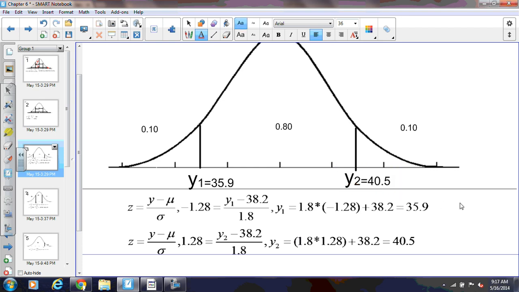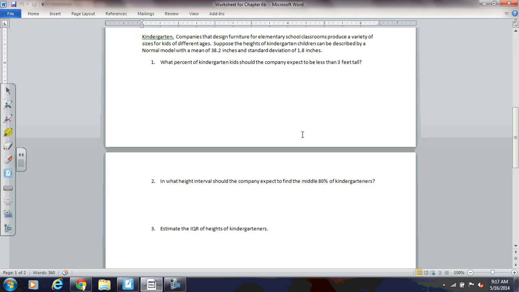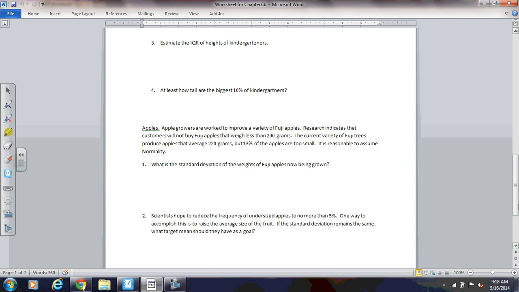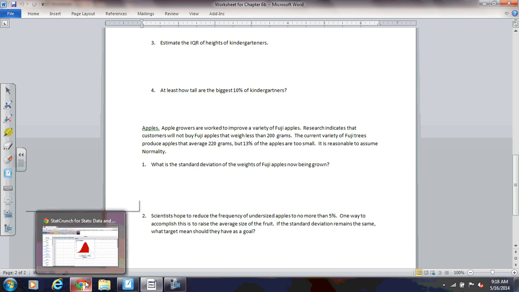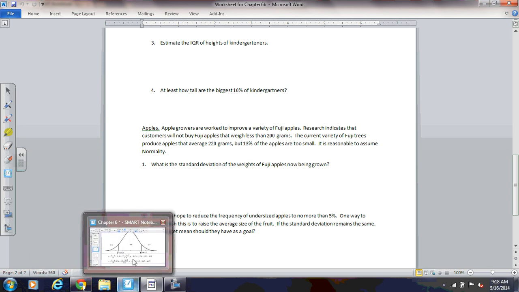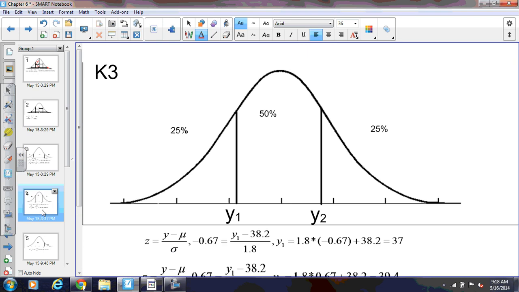So we would expect that the central 80% of kindergartners would be between 35.9 inches and 40.5 inches. The next question is really similar to this last question. They're asking us to find the IQR of the heights of kindergartners. Again, the IQR is the interquartile range. We find that by finding quartile 3 minus quartile 1.